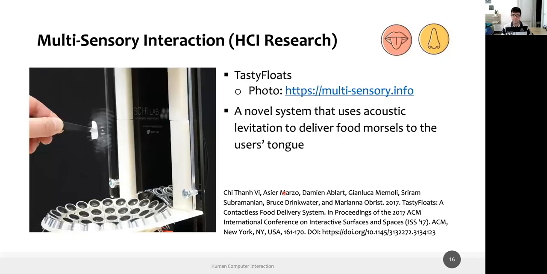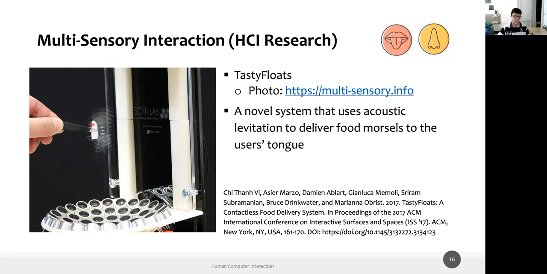And from the same group, since they are working on multisensory interaction, they also created this Taste Float about taste, because they are exploring different sensory channels for increasing interaction. While the first case, in 2017, was something that could work in a car, this is a little bit earlier, also because taste is more difficult to use than smell for interaction. They created this machine here, in which some food morsel levitates. This thing here is food that is levitating.